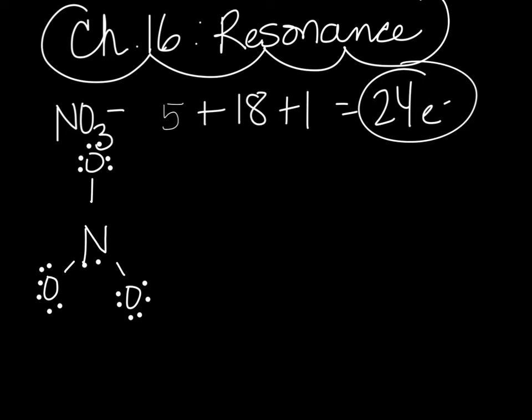Okay, so once you got that down, now you have to check the total to see if it matches the 24 that we counted. So let's see, 2, 4, 6, 8, 10, 12, 14, 16, 18, 20, 22, 24, 26. Too many, right? So now this is where we try a double bond. So we put in a double bond. It doesn't matter where you choose to put the double bond.